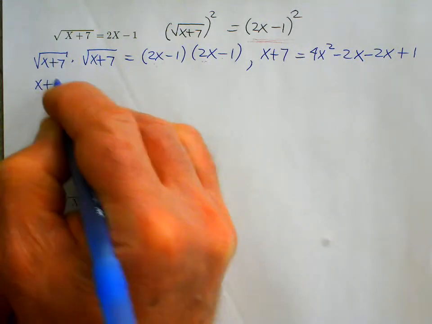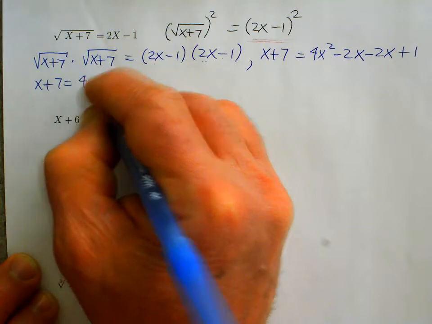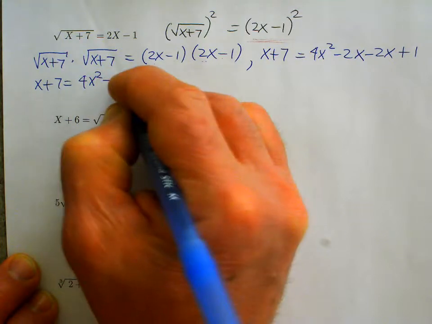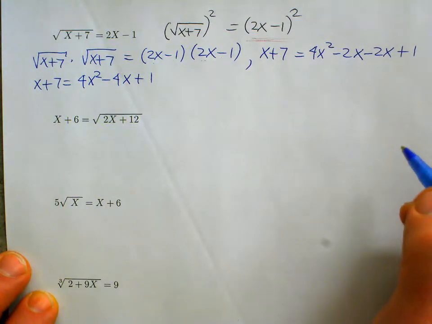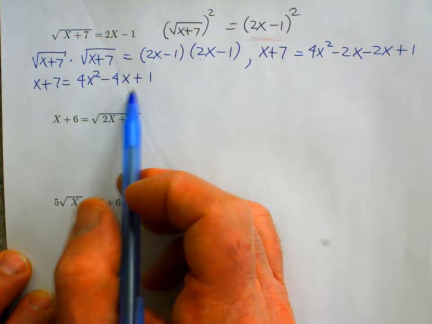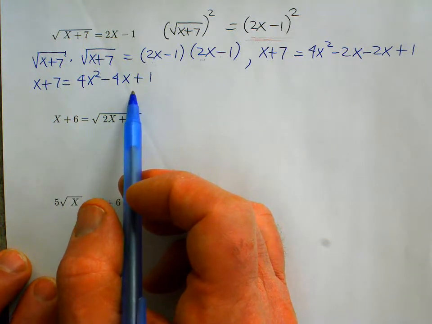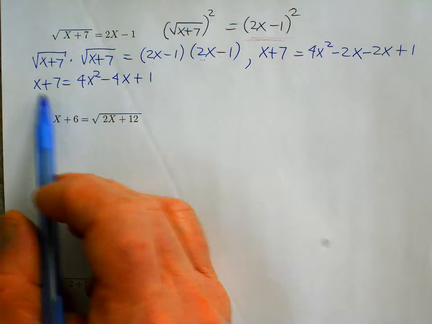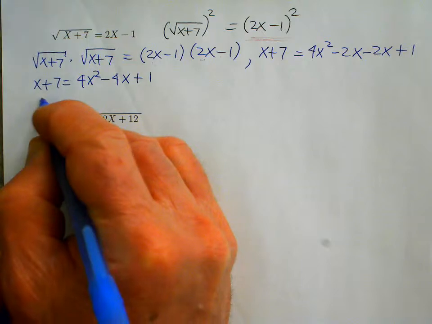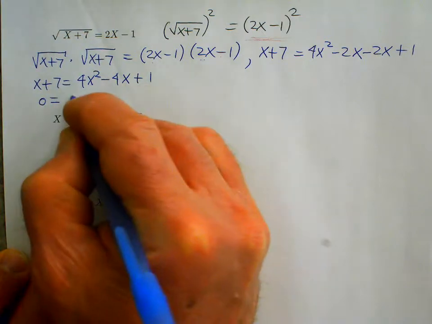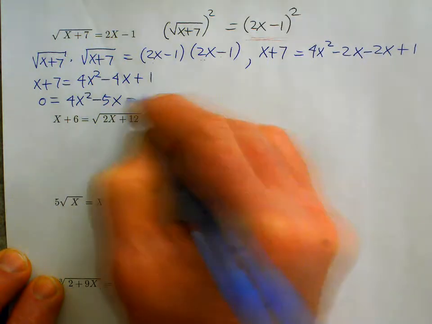So let's write x plus 7. We'll simplify the right-hand side. x plus 7 equals 4x squared minus 4x plus 1. And we have a quadratic equation, so we'll set one side equal to 0 and then attempt to solve by factoring. We will subtract x from both sides and subtract 7, and that gives us 0 equals 4x squared minus 5x minus 6.